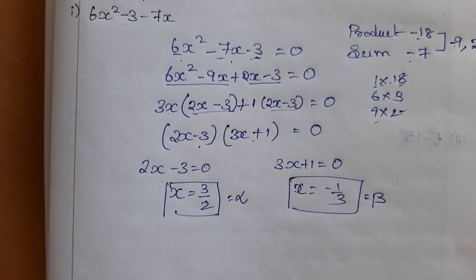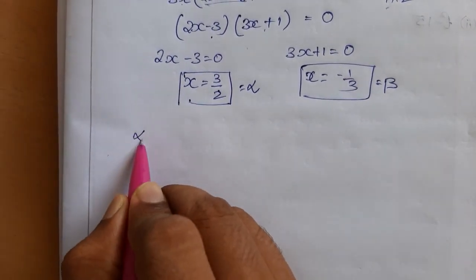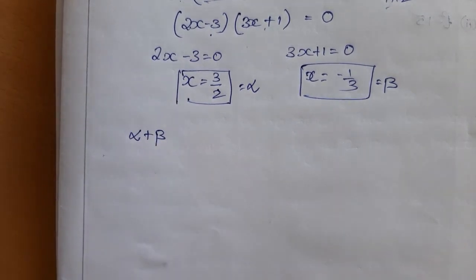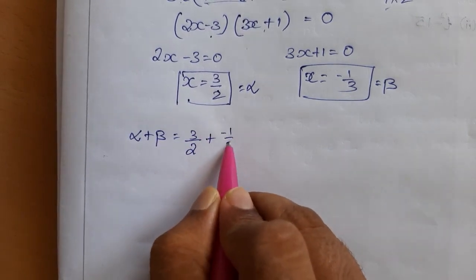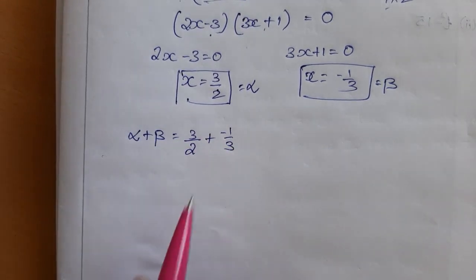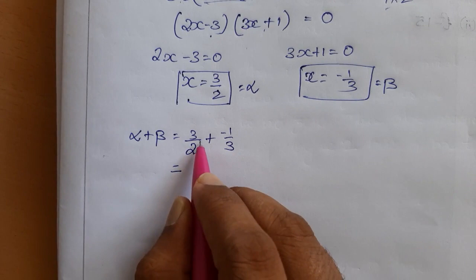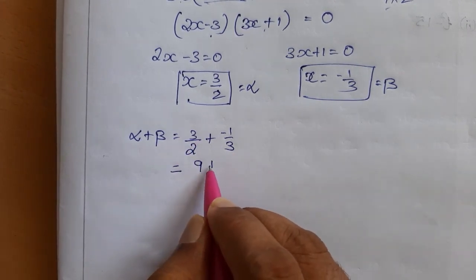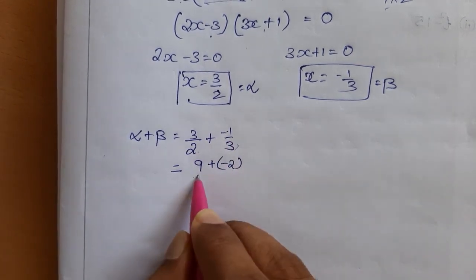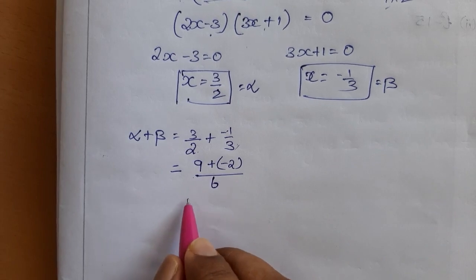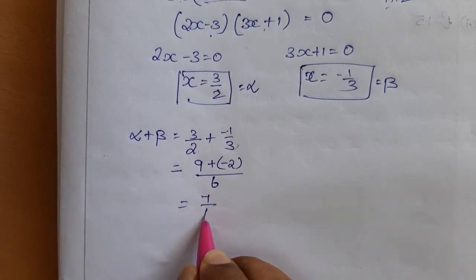Now we are going to verify the relations for alpha plus beta and alpha into beta. So first we will find alpha plus beta. Alpha plus beta is equal to 3 by 2 plus minus 1 by 3. Here we have to take an LCM. LCM is 6, so multiply 3 by 3 and 1 by 2, so 9 minus 2 divided by 6. So the answer is 7 by 6, right?